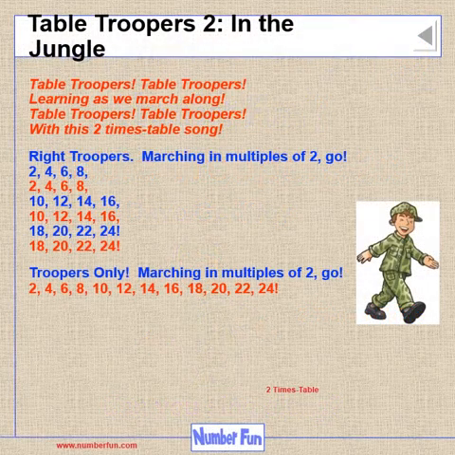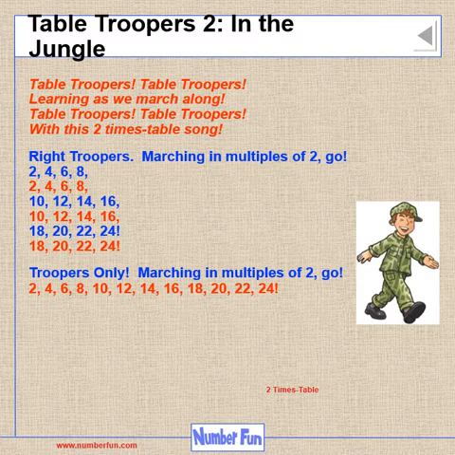Table Troopers, who are you? Table troopers, learning as we march along. Table troopers, with this 2 times table song. Right, troopers, marching in multiples of 2.